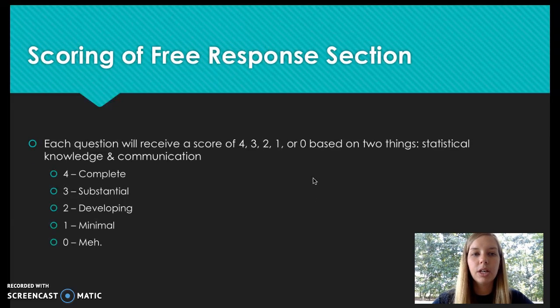Okay. So how do they score these questions? Well, all 6 are scored with a number. So for each of these, you'll receive either a 4, a 3, a 2, a 1, or a 0. So of course 4 is the best. You want 4s across the board. And then 0 is pretty much meh. That means you didn't get to it, or you just have no idea what's going on. You didn't get anything on it. So of course we want you guys to make 4s on everything. And I'm going to try to train you to know how to make sure you get 4s.